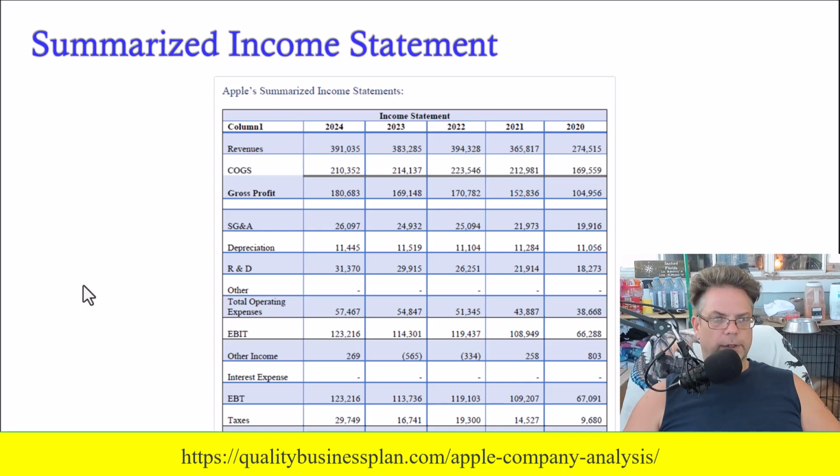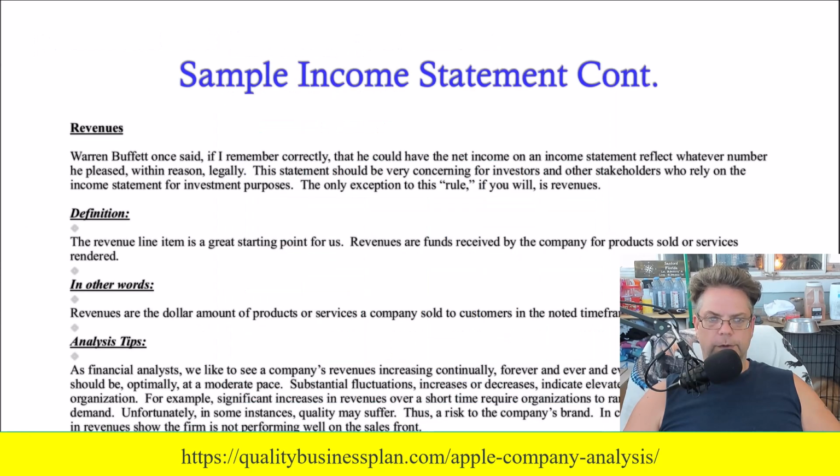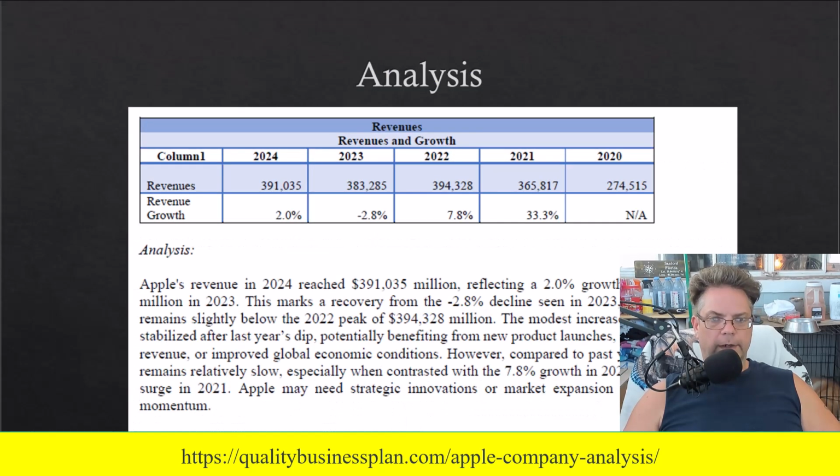Once the section is done, then it leads into the line item review. And so what I'll do is I extrapolate information for each line item or important line items for the income statement. For example, revenues. I went ahead and defined revenues. I give you the definition in layman's terms, and then I give you some analysis tips for that line item. And then finally, I do offer an analysis of that line item, and my analysis is optimized by AI.